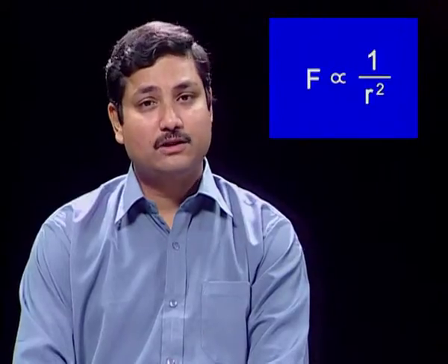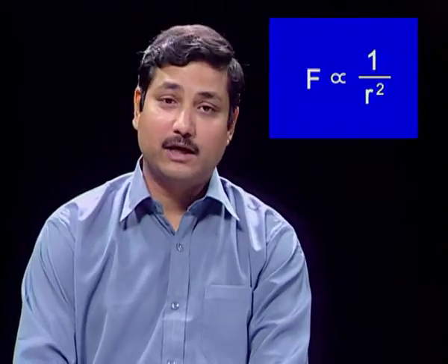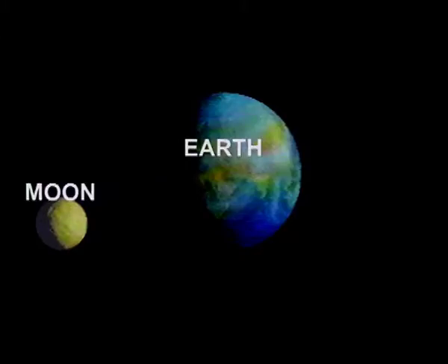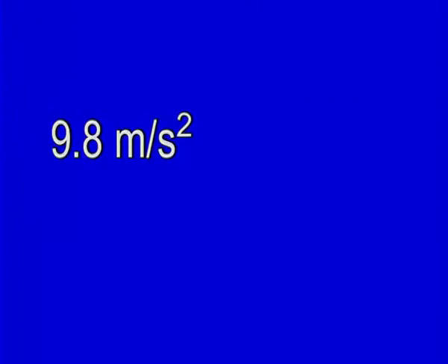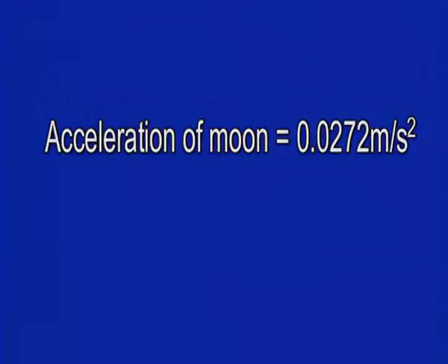He now used the same 1 divided by r square relationship between Earth and the Moon. The distance of the Moon from the Earth is 60 times the Earth's radius. He divided 9.8 meter per second square, the acceleration of the apple, by a factor of 60 square, and he got 0.0272 meter per second square. To his delight, this was equal to the acceleration of the Moon.